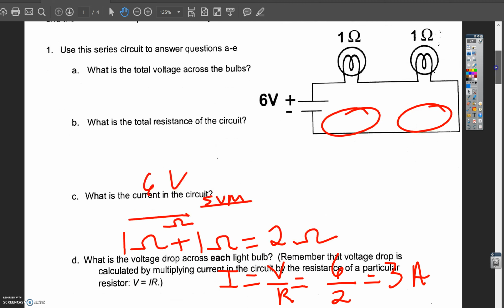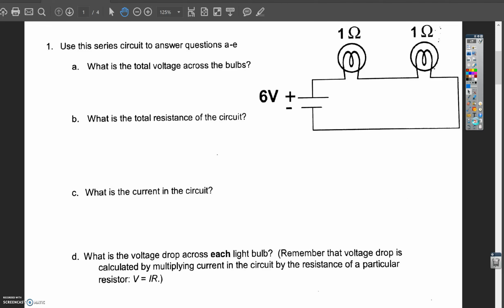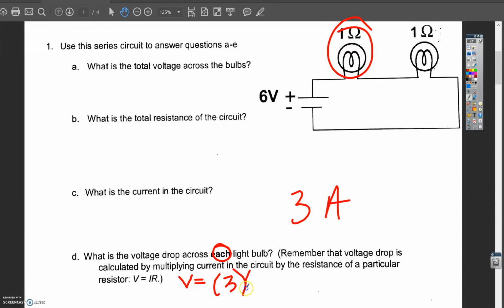Okay, now D asks, what is the voltage drop across each light bulb? Remember, the voltage drop is calculated by multiplying the current in the circuit by the resistance of a particular resistor, V equals IR. So for example, I'm going to work with the first light bulb. My current was 3 amps, so that's what I'm going to put here, 3. My resistance of the first light bulb is 1. So that is 3 volts.